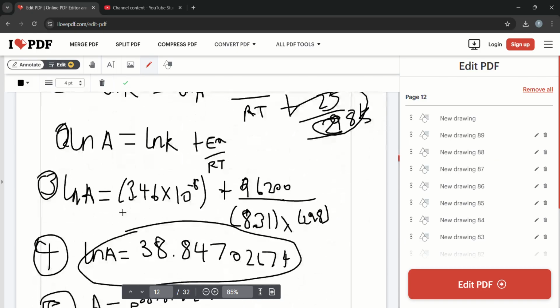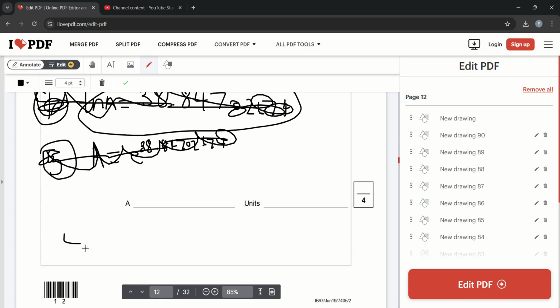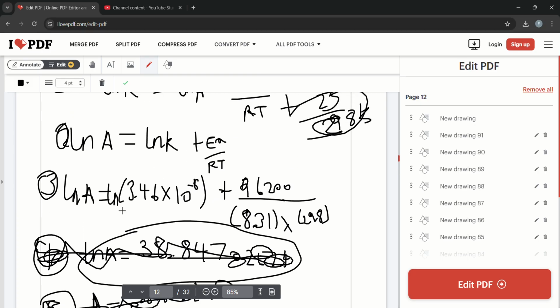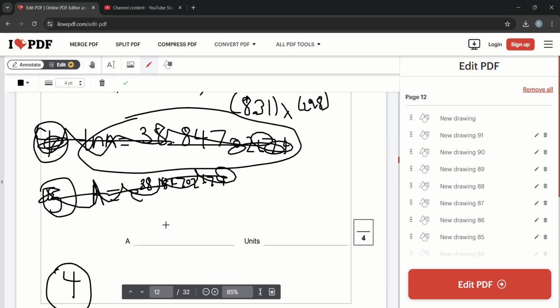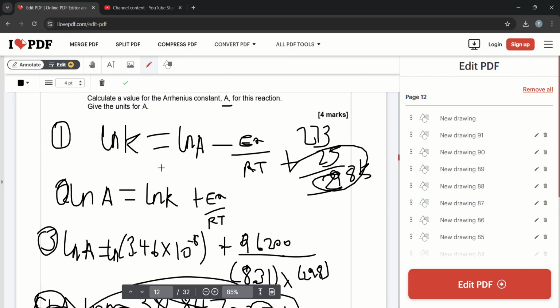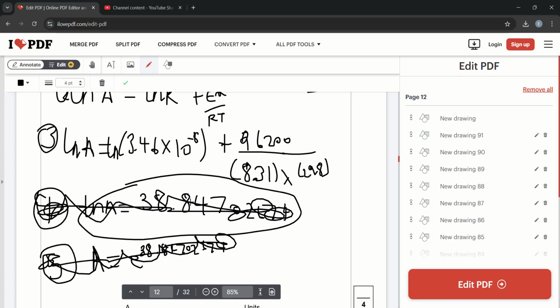ln k. Oh my days. I made a massive mistake, which is actually really good because you guys can maybe learn from my mistake, and I'm definitely learning from it. It's ln k, so we need to do ln of the value of k. Okay, silly mistake. So ln of 3.46 times 10 to the power minus 8, plus 96,200. We want it in joules because the activation energy is in kilojoules and the gas constant is in joules. Divided by 8.31 times 298.